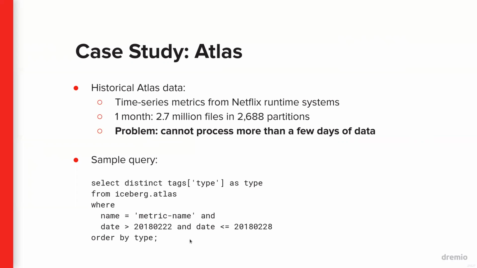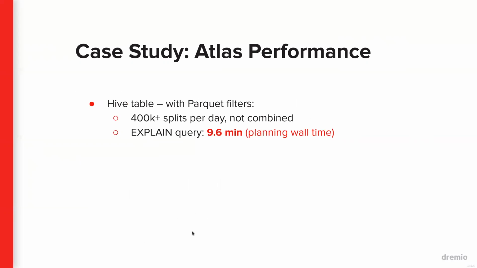Now let's take a look at how this kind of query performed when it was done with Hive versus once they converted everything over to Iceberg tables. As a Hive table with Parquet filters, the number of splits per day, so all these individual files that had to be looked at, was over 400,000 splits per day, not combined. Just to run an explain query, not the actual query, just an explain query to figure out what the planning would be, took 9.6 minutes.